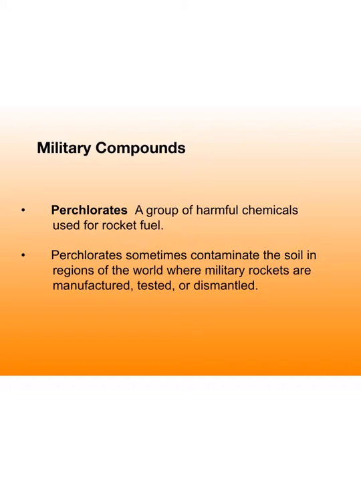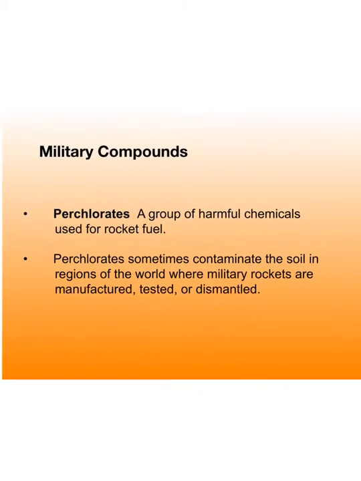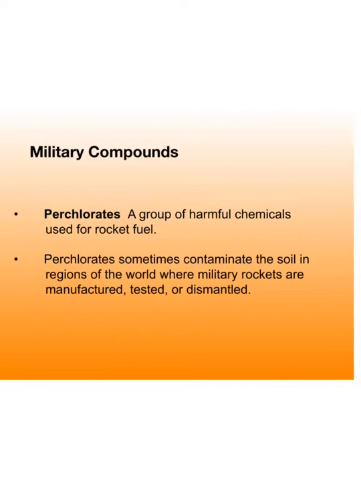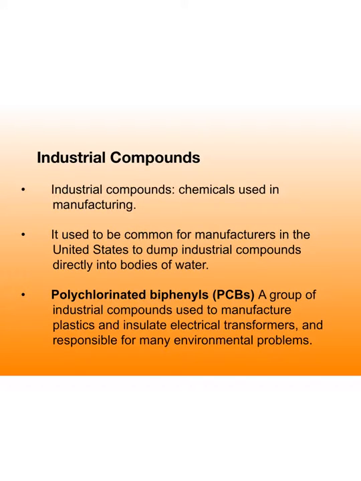All right, last couple slides. Military compounds, perchlorates, things you find in rocket fuel. And they contaminate the soil or rockets. Anything that has to do with rockets, you're going to find perchlorates there. All right, other industrial compounds used in manufacturing. These PCBs, polychlorinated biphenyls, used to manufacture plastics. They're responsible for environmental problems. And you saw that in the documentaries that we've watched.